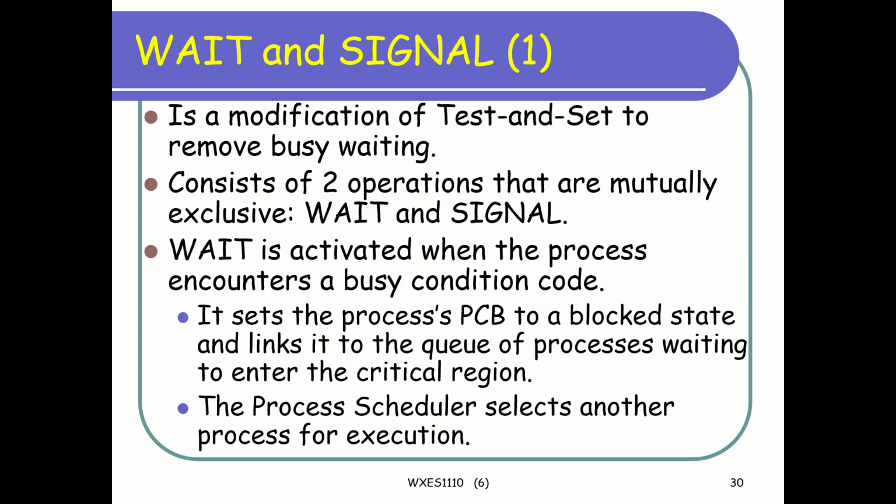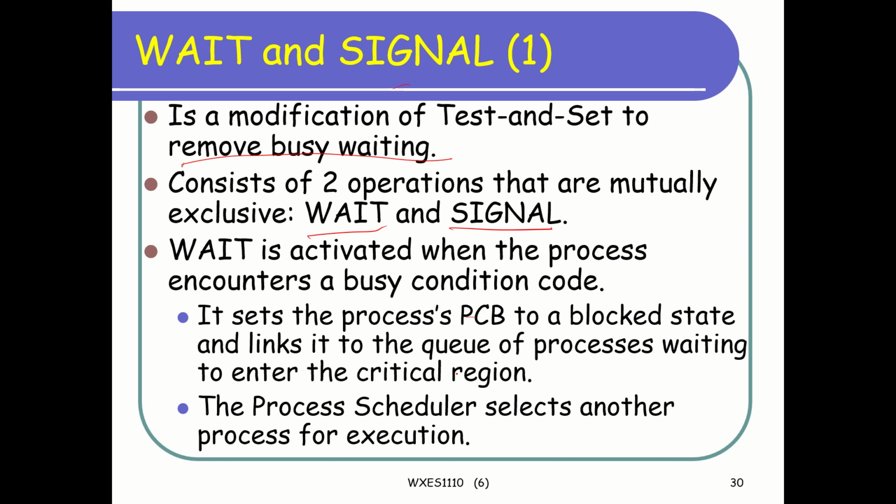Wait and signal is a modification of test and set to remove busy waiting. It consists of two operations that are mutually exclusive, wait and signal. Wait is activated when the process encounters a busy condition code. It sets the process PCB to a blocked state and links it to the queue of processes waiting to enter the critical region, and the process scheduler selects another process for execution.